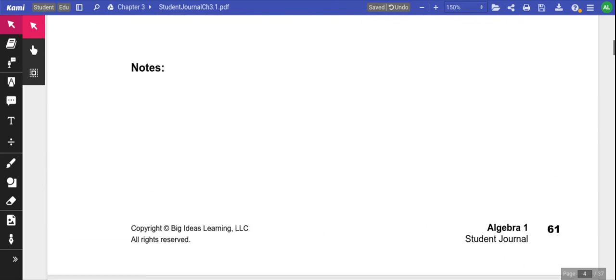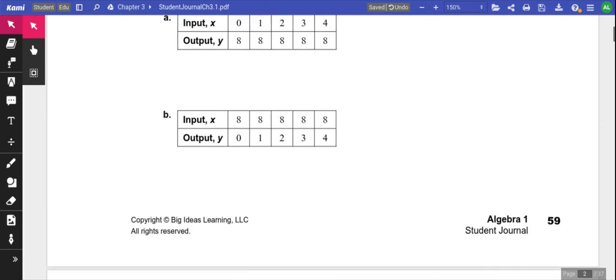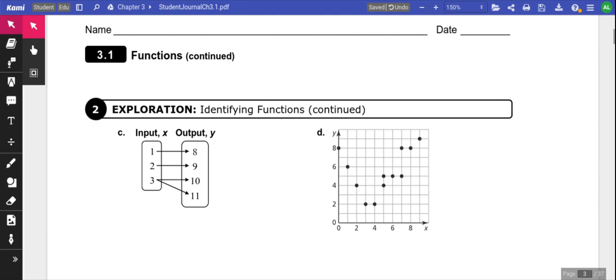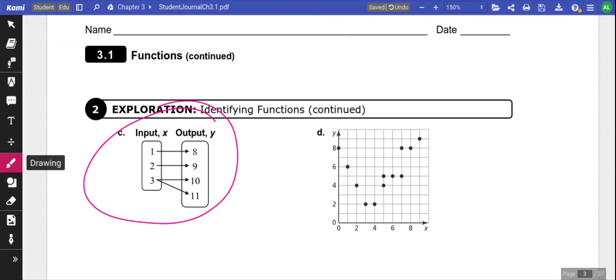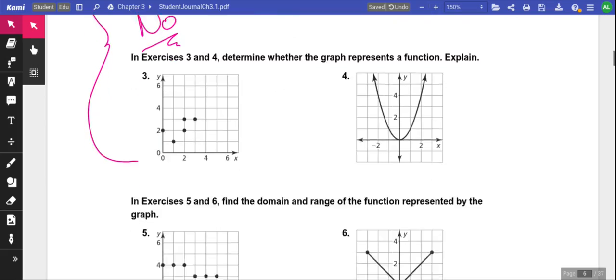You will see some that are in this format as well. Okay, so if I were trying to decide, is this one a function? I look at the inputs to the outputs, okay? 1 goes to 8, that's fine. 2 goes to 9. Since 3 goes to 10 and 11, that one would not be a function. Okay, so there's a couple different ways to show the same type of information.